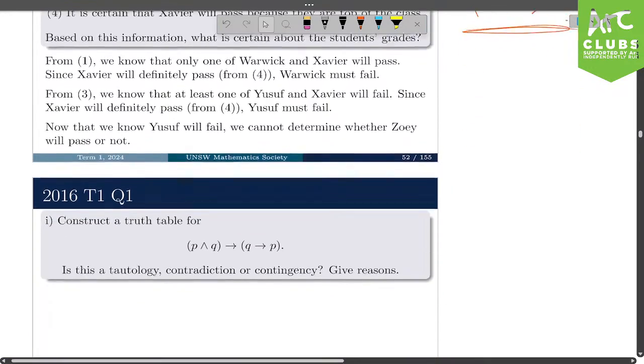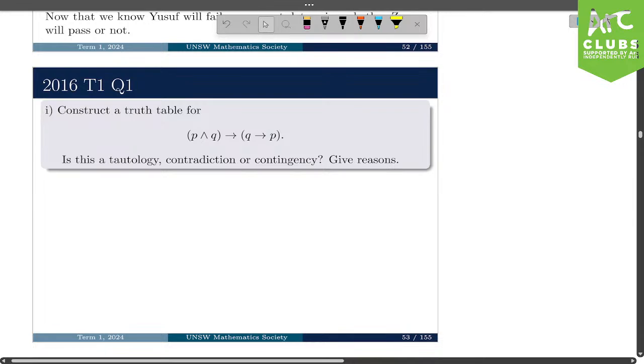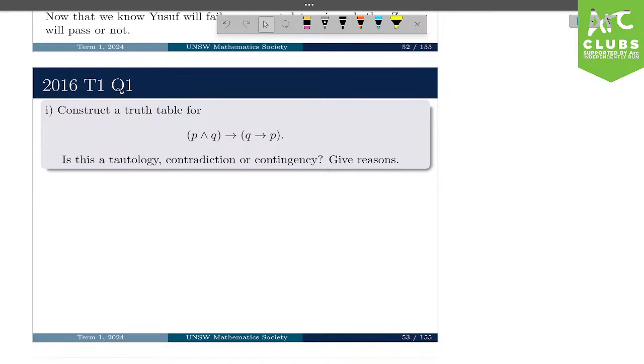Nice. All right, let's look at a truth table for this equation. It's a logical proposition, so we want to know if it's a tautology, contradiction, or a contingency. So let's first deconstruct what all of that means. A tautology means that it's always true. If P, Q are true or false, or any combination of those, this whole thing is true.